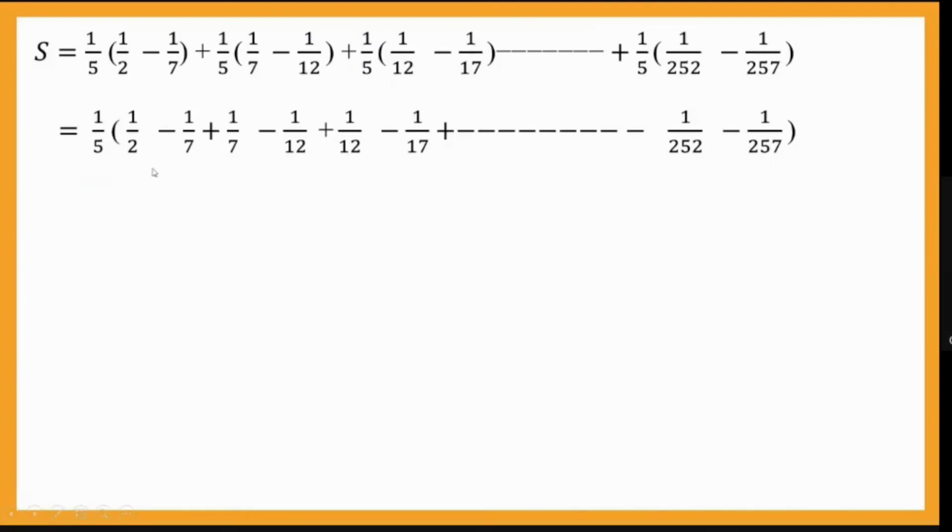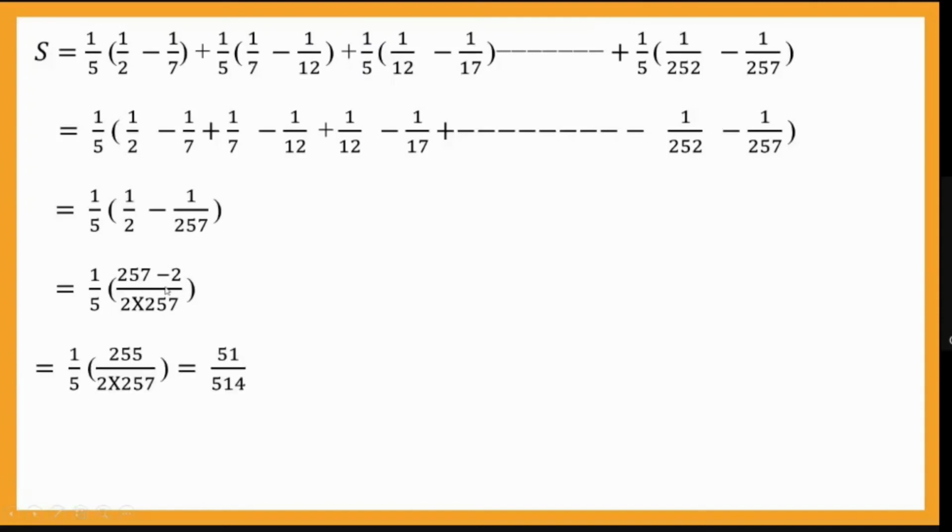So this simplifies to (1/5)(1/2 − 1/257), which on taking the LCM, 2×257, gives me (257 − 2), which again simplifies to (1/5)×(255/(2×257)). The 5 and 255 cancel by 51, and I am left with 51/514. So this is the answer. This is the sum of the series.